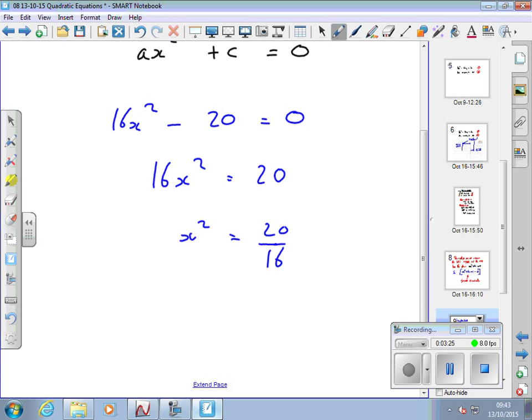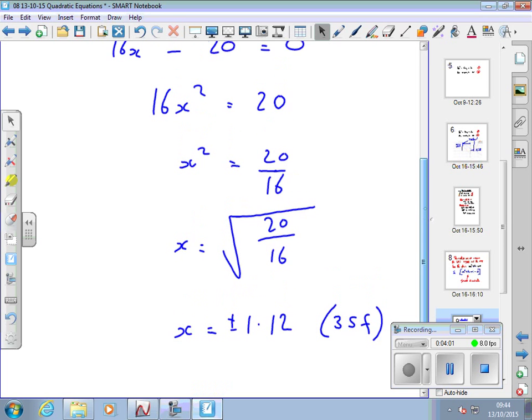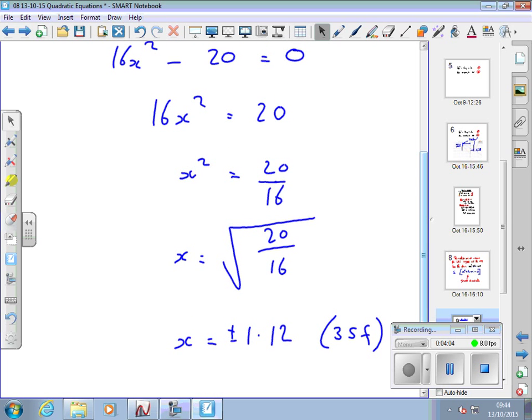To get x, square root, x equals the square root of 20 over 16, and that's literally what I type into the calculator. So I'd use the fraction button, square root of 20 over 16 to get the answer. x equals plus or minus 1.12 to 3 significant figures. Check on your calculator. Don't forget, the calculator doesn't tell you it's positive or negative. You have to remember that. 2 roots. So if I've got a situation where there's no term involving x, straightforward, treat it like an ordinary equation. Get the number on the right-hand side and then solve it.